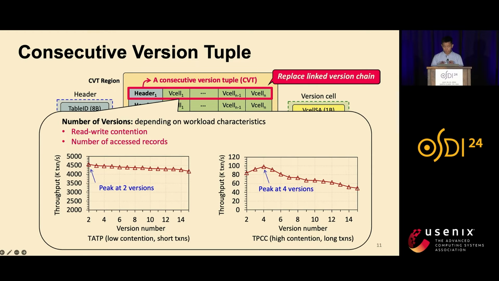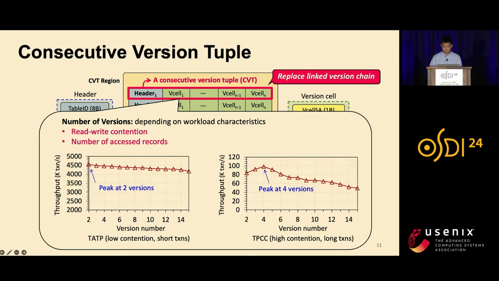In fact, the number of versions to hold in a CVT depends on the workload characteristics. We find that two factors dominate: the read-write contention and the number of records to read in a transaction. If the contention is low, such as in the TATP workload, two versions are sufficient.